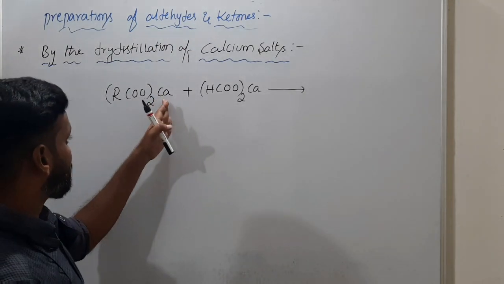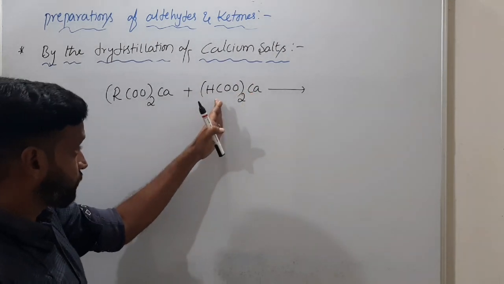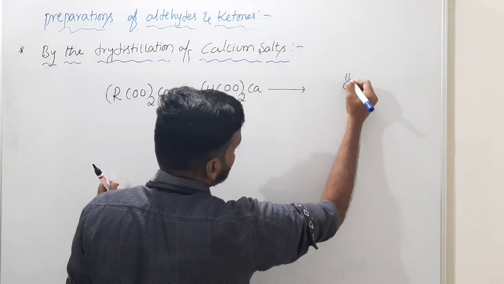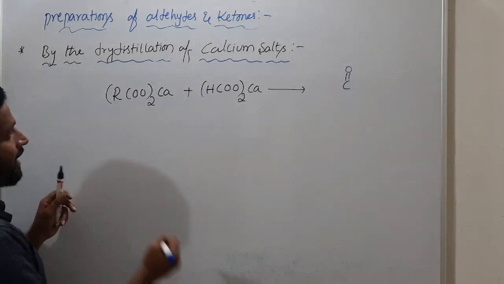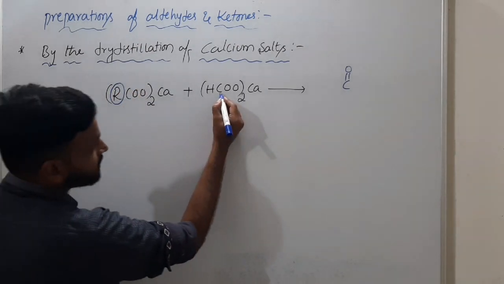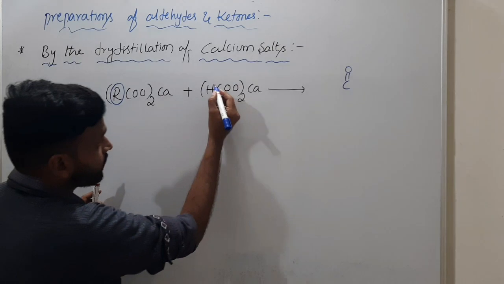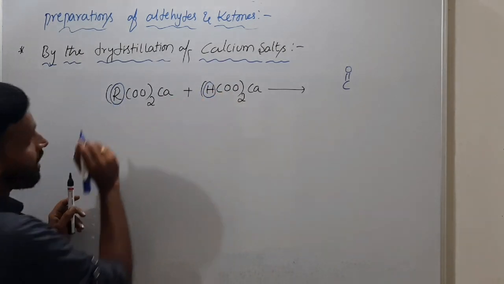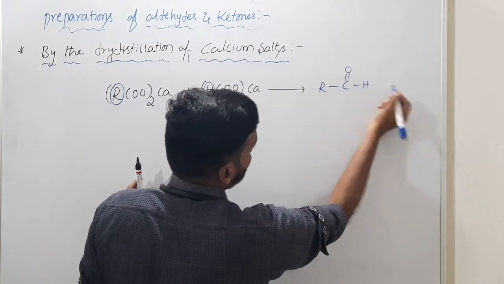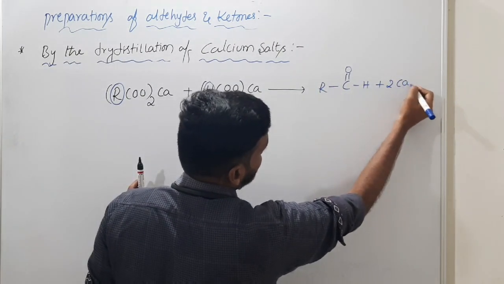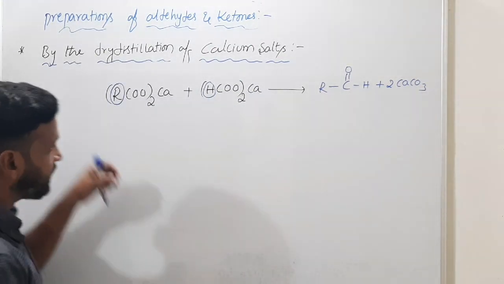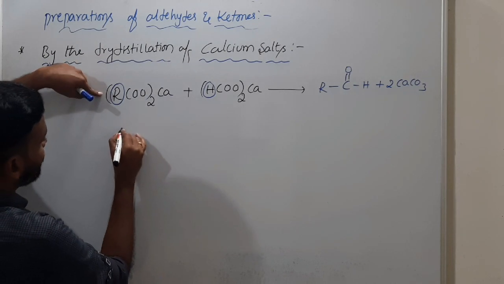One is calcium alkanoate, one is calcium formate. Now what is the product? Same story. First you write down C double bond O. Now here what groups you have? For this COO what group you have? Here hydrogen you have and here R you have. That's it. So RCHO, aldehyde, and same story as usual, calcium carbonate you are having. Got it clearly?